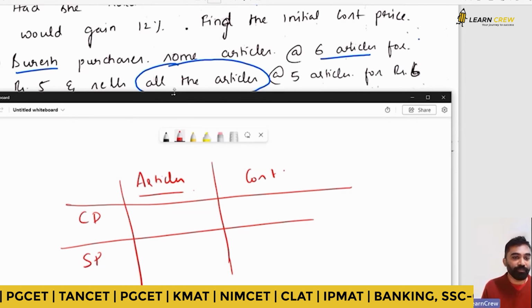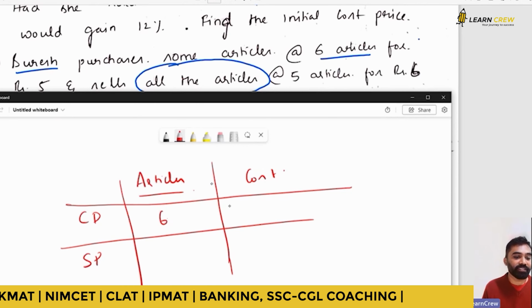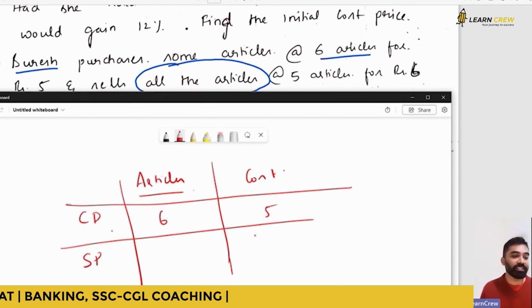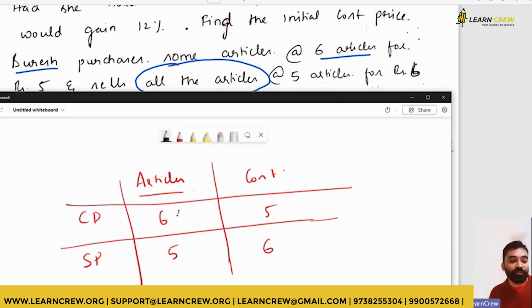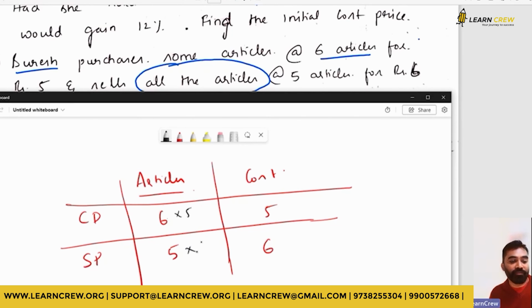He's buying 6 articles at a cost of 5, and he's selling 5 articles at the cost of 6. Now we know that he is going to sell all. But these are not the exact numbers. We want to make them common. So how do you make it common? You need to take the LCM. This is going to be multiplied by 5, and this is going to be multiplied by 6.